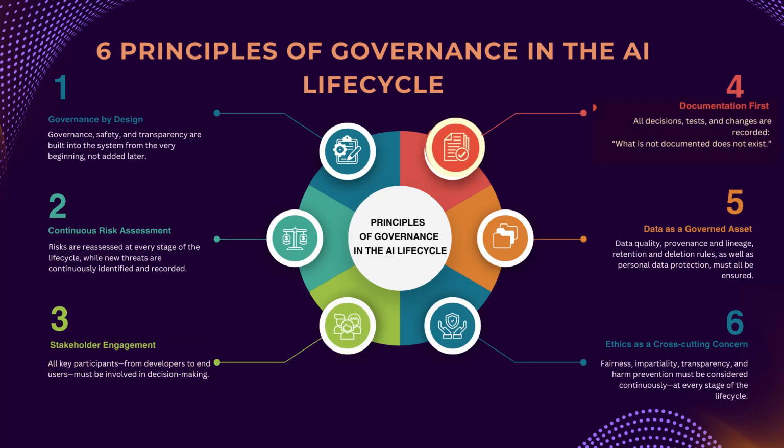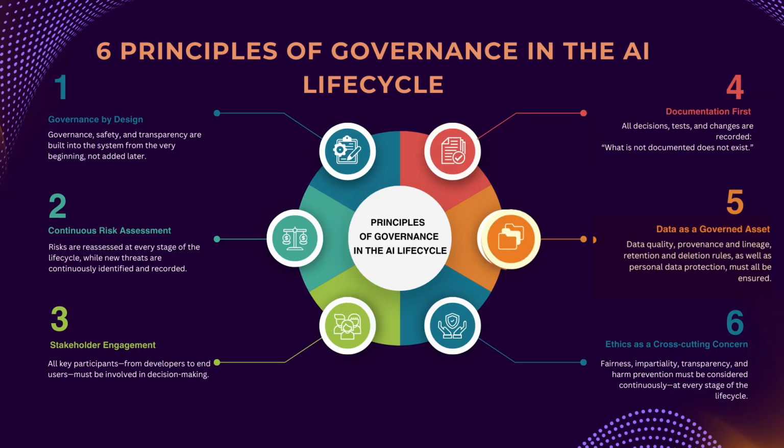The fourth principle is documentation first. In AI governance there's a rule: what isn't documented doesn't exist. Any important decision, any model change, any test result must be recorded. The fifth principle is data as a governed asset.